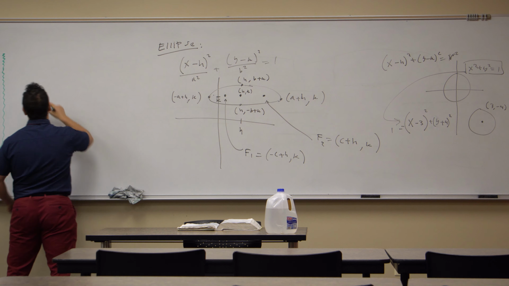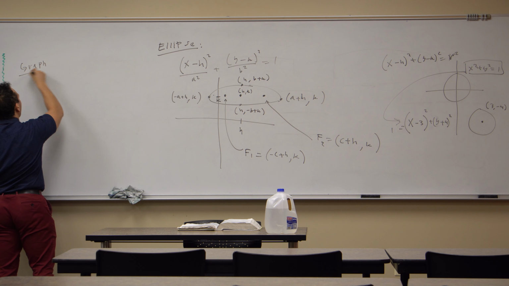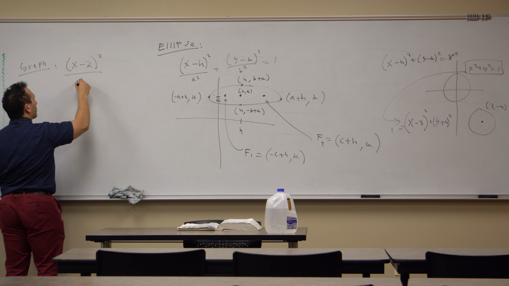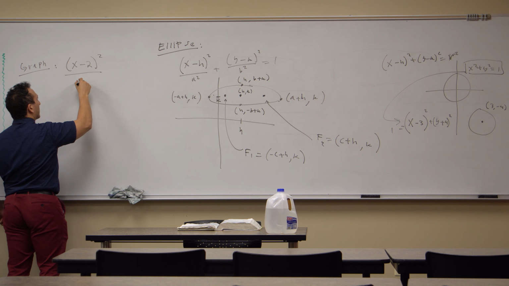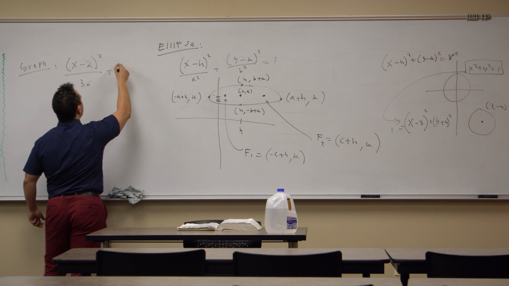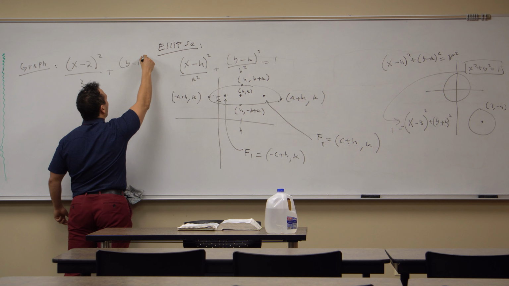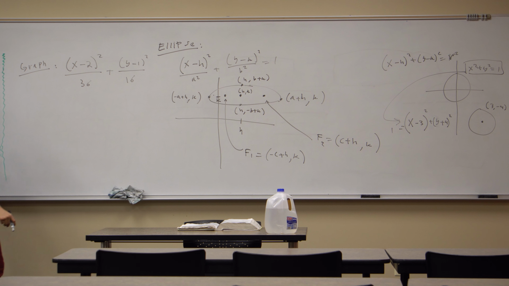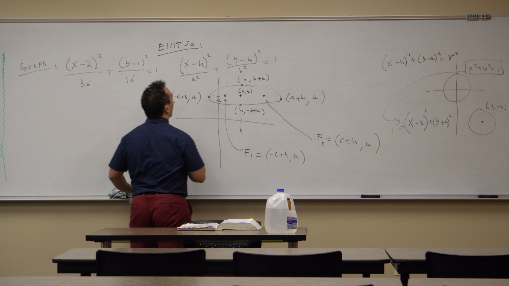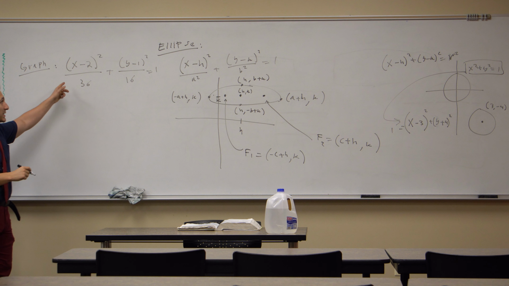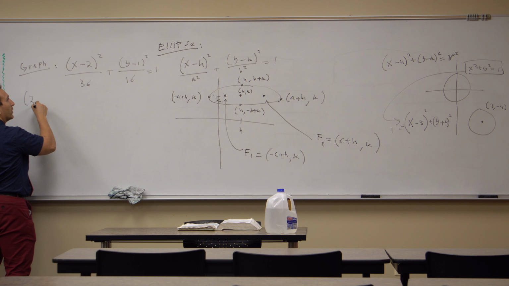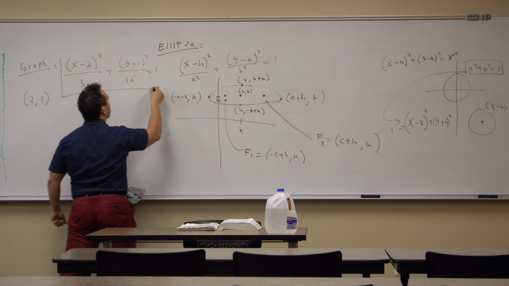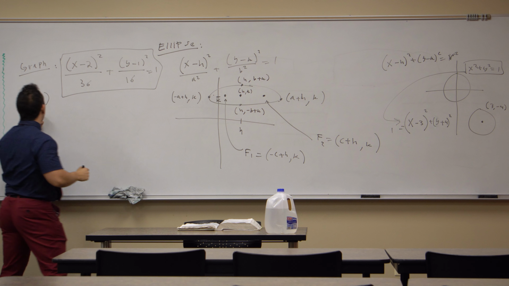What if we say, graph (x minus 2) quantity squared all over 36 plus (y minus 1) quantity squared all over, let's say 16, is equal to 1, so that it's an ellipse, okay? Notice this is an ellipse centered at 2, 1, alright? This is an ellipse right here. This is an ellipse centered at 2, 1. This is where it's centered at.